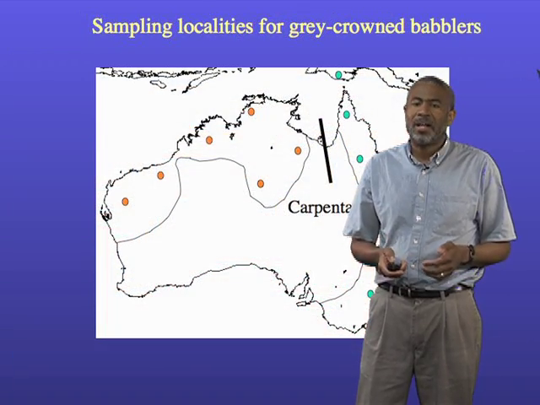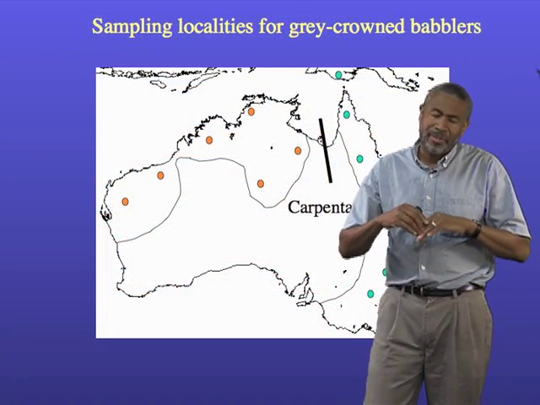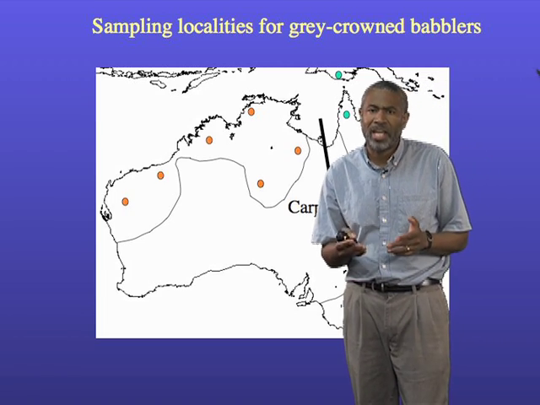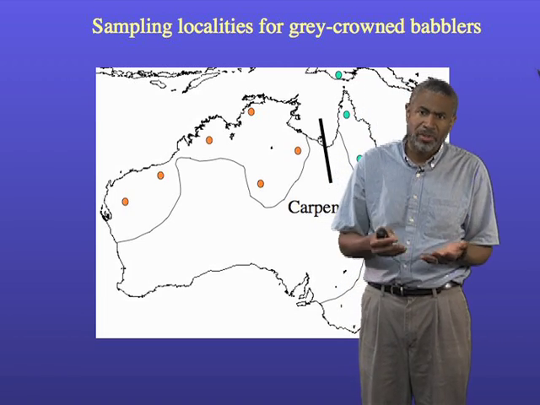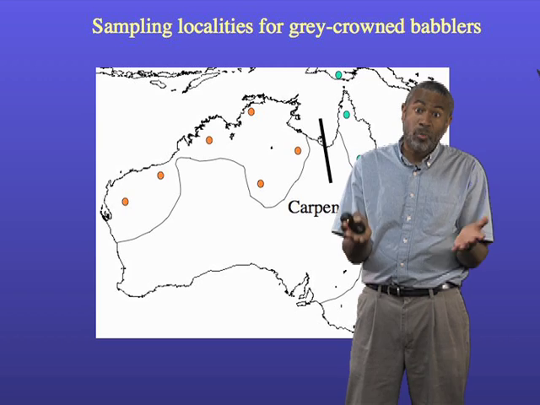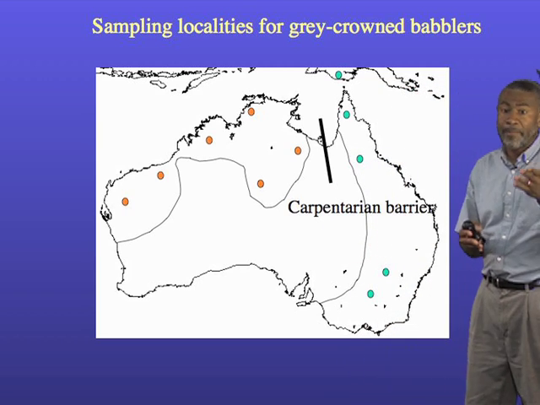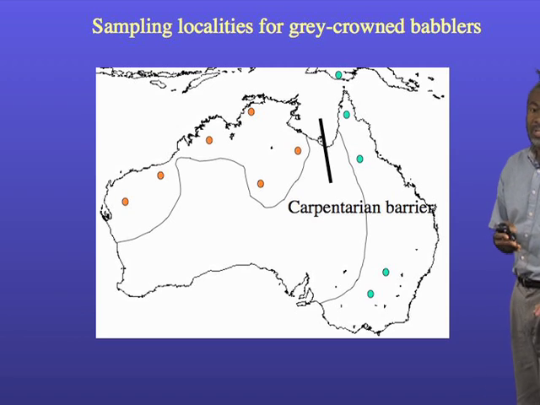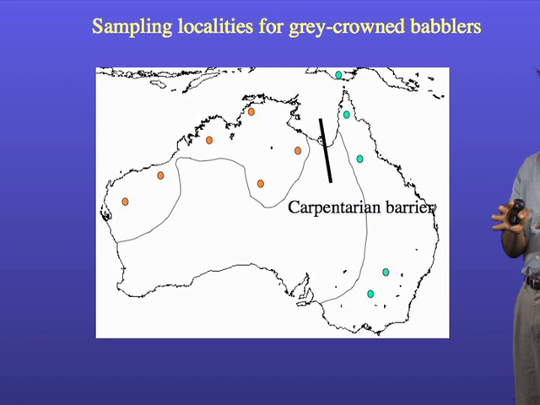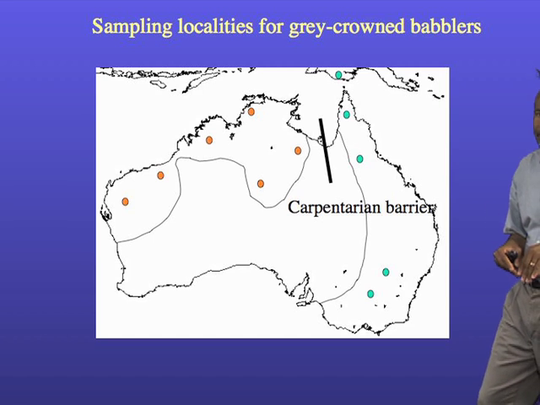Now, I want to give you an example of an early phylogeographic study I did on a bird called the gray-crowned babbler. It's very widespread in Australia. What you can see here is that we've sampled several populations all over the eastern part of the continent as well as the west, and you can see that Carpentarian barrier there. These birds, it turns out, are divided into subspecies. They're not completely different species, but they're definitely differentiated across that barrier.